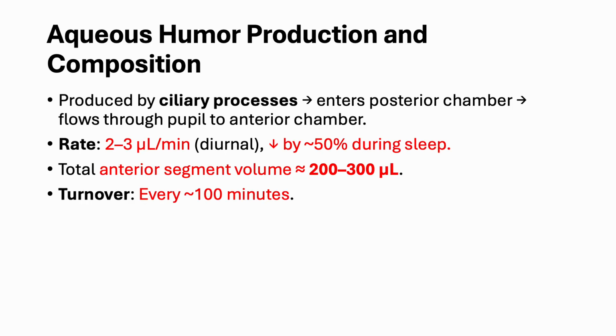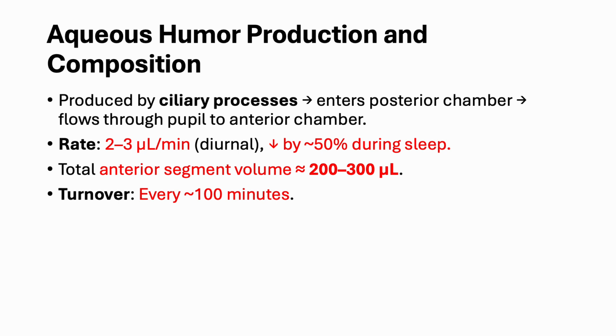Aqueous humor is produced by the ciliary processes located in the pars plicata of the ciliary body. From there, it enters the posterior chamber, flows through the pupil, and moves into the anterior chamber. The production rate is approximately 2 to 3 microliters per minute during the daytime, or diurnally. This rate decreases by about 50% during sleep, reflecting a nocturnal reduction in aqueous production.